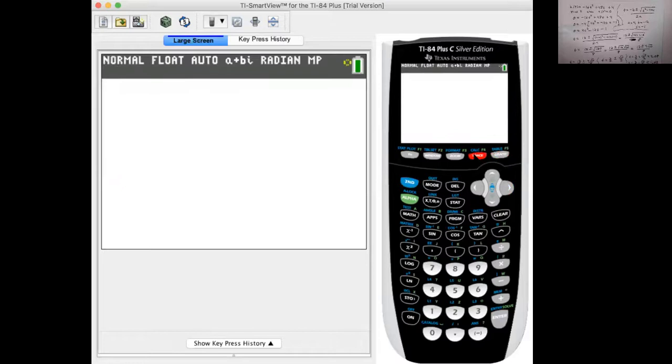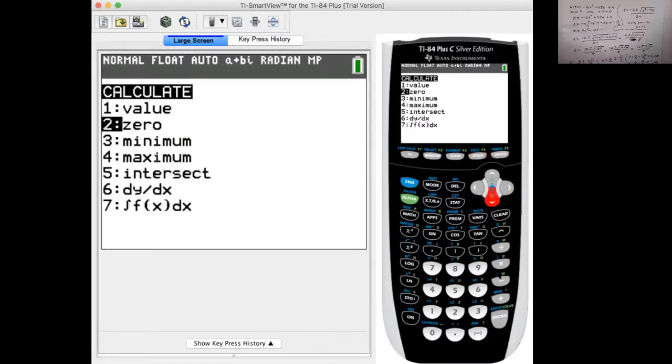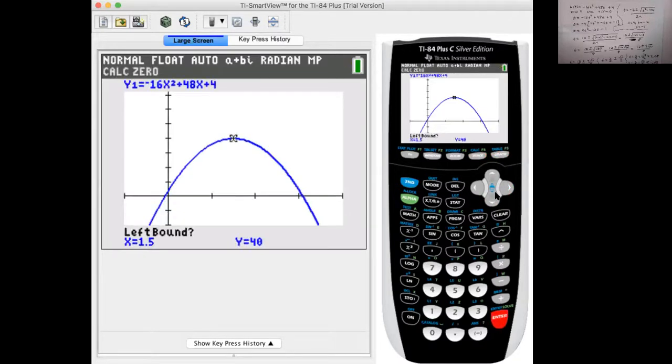So I use the 0 finder for that. Second calc, the 0 finder is number 2. Left bound, you've got to go a little bit to the left of where it crosses. So that's pretty close. Left bound, enter, a little bit to the right of where it crosses. And close to where it crosses. And hopefully I'll get 3.08. And sure enough, 3.08. So the graphing calculator enabled us to check all of the work that we did using algebraic strategies.